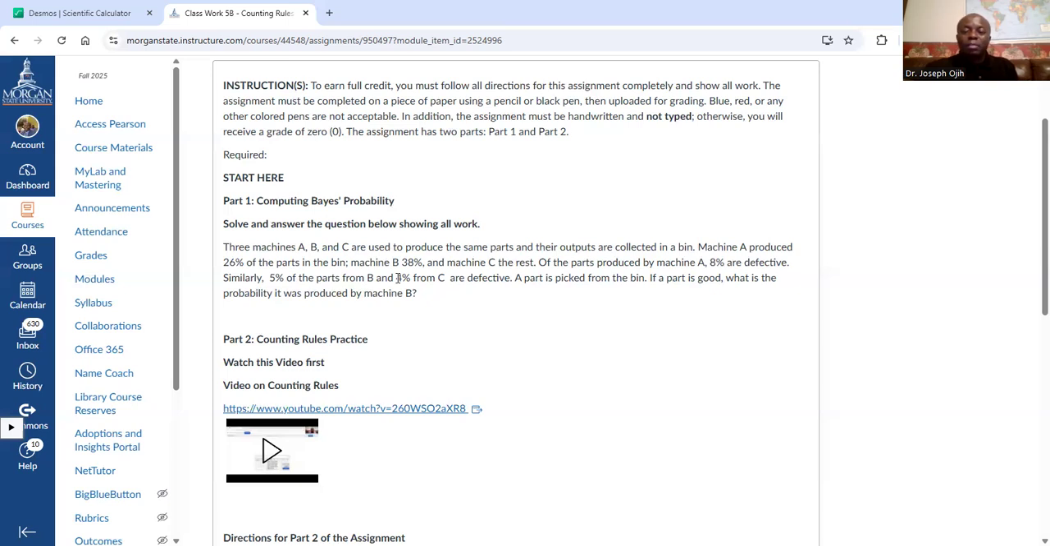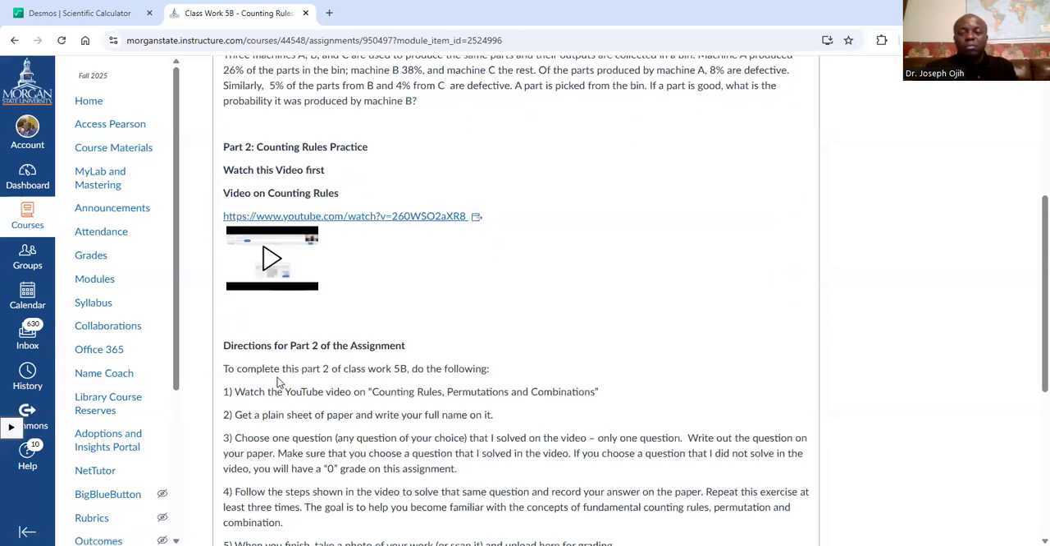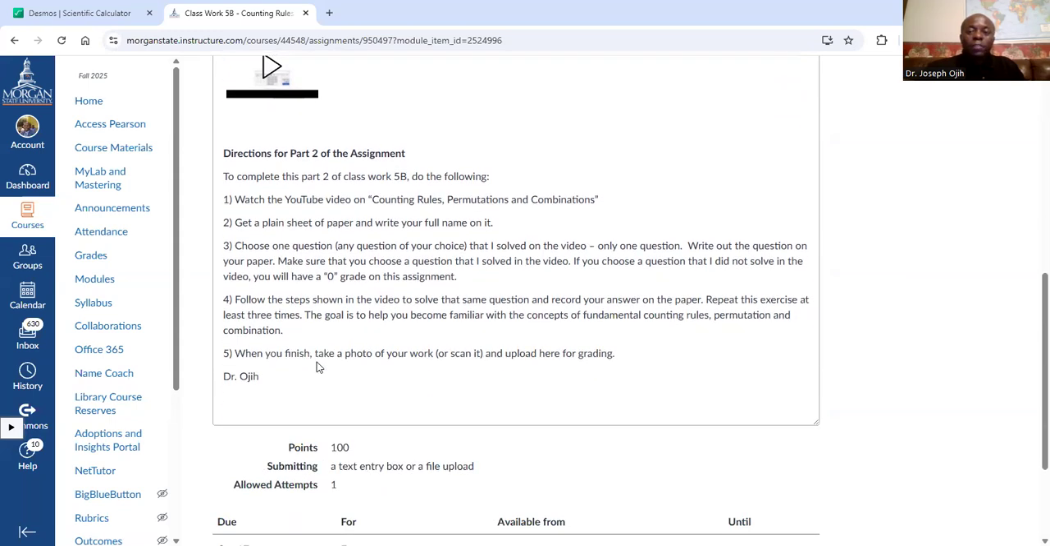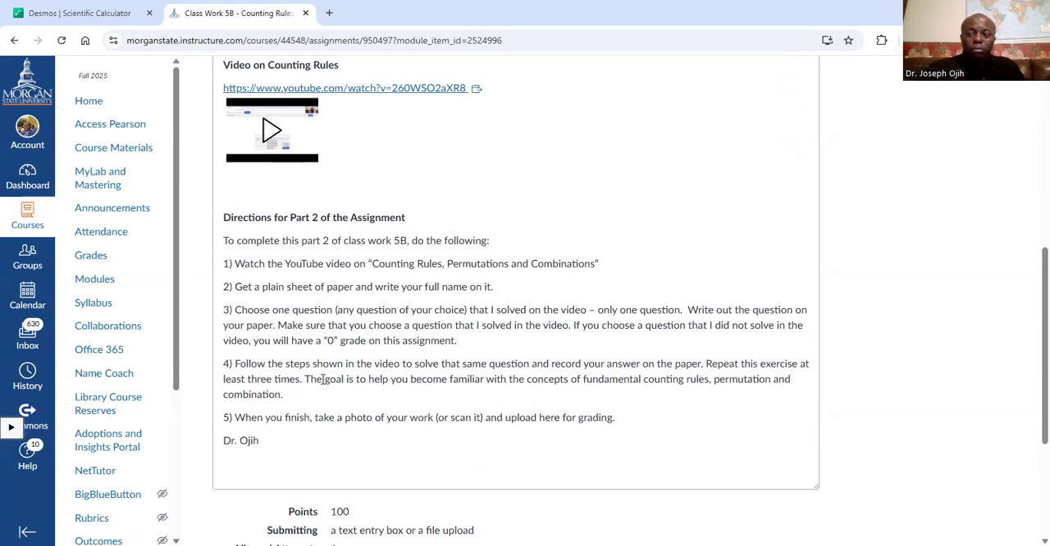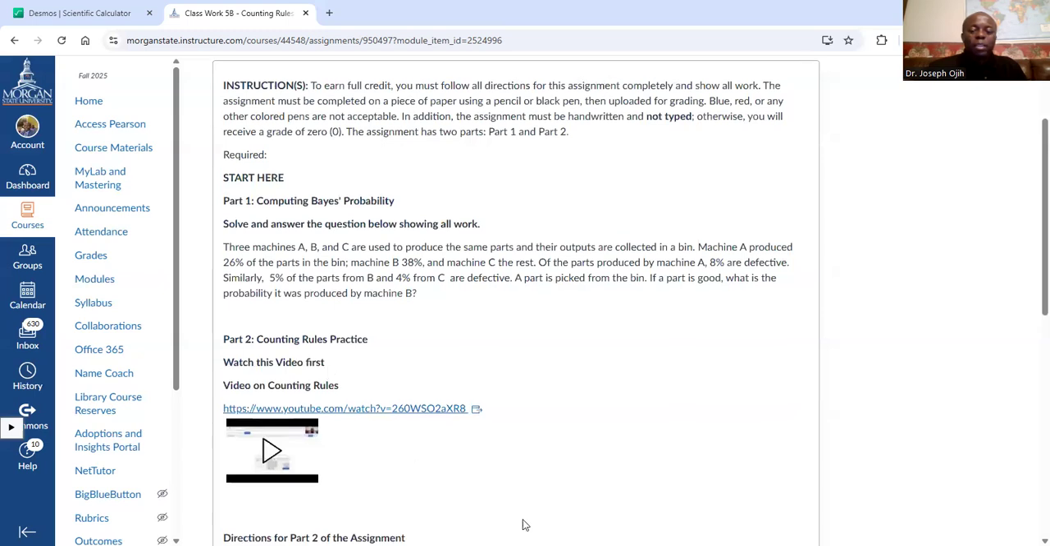Black pen or pencil, solve it, then go to part 2, watch the video, choose one question that I solved there on counting rule, solve one of them, following this story. Then when you finish, take a photo of it and upload. Remember, no blue pen, no red pen, no green pen. I don't want anything colored there. It must be pencil or black pen, and it must be handwritten. Now, I will see you guys next week.